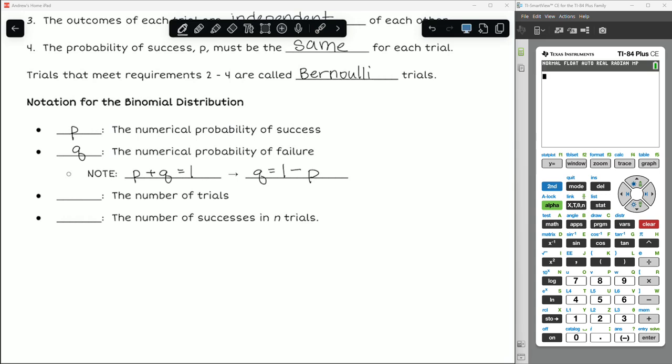The other two notations we're going to see, we use lowercase n for the number of trials that we perform, and we use a capital X for the number of successes in those n trials. And when we start doing math on our calculator, it's the probability of success, the number of trials, and the number of successes that we will be keeping track of.